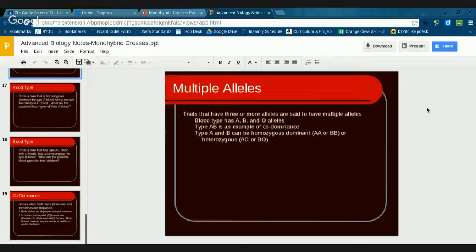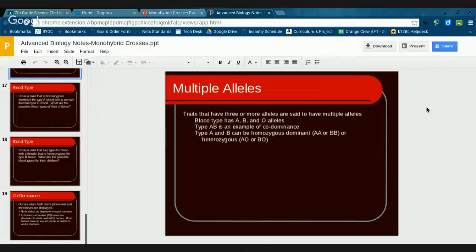Same goes for B. If you got B from mom and O from dad, you're not going to have blood type BO, you're going to have type B. But that's also why you can have type AB blood, because those are both dominant, so that's why it's a fourth phenotype.